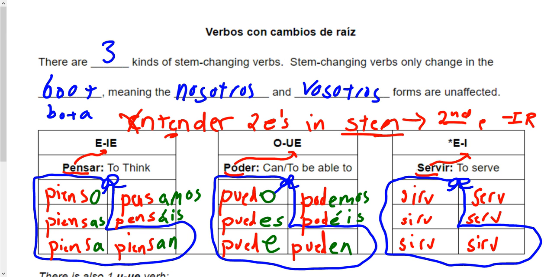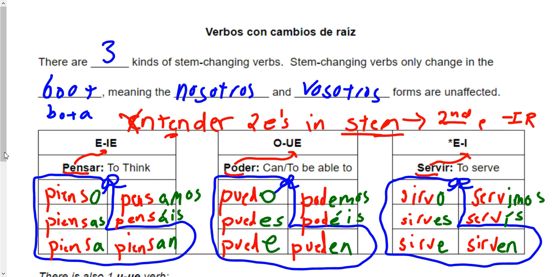Once again, we're going to conjugate as we would any other IR verb. Yo ends in O, tú ends in es. So far we have sirvo, sirves. Él, ella, usted ends in A, sirve. Nosotros servimos. Vosotros servís with an accent on the I because it's an IR verb. And ellos, ustedes sirven.